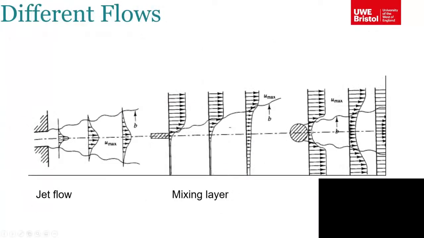So these are different types of flows. That's a jet flow. So this is the velocity profile of a jet flow. This is what we call a mixing layer.